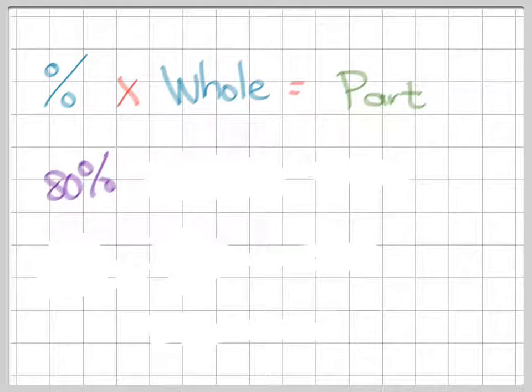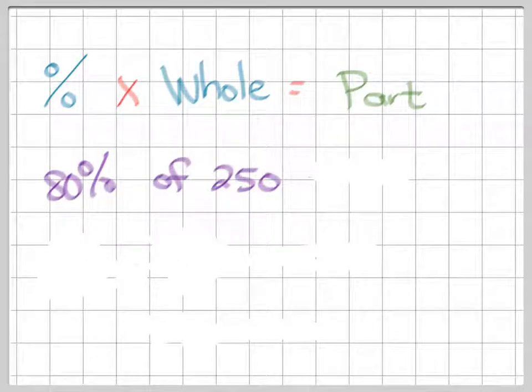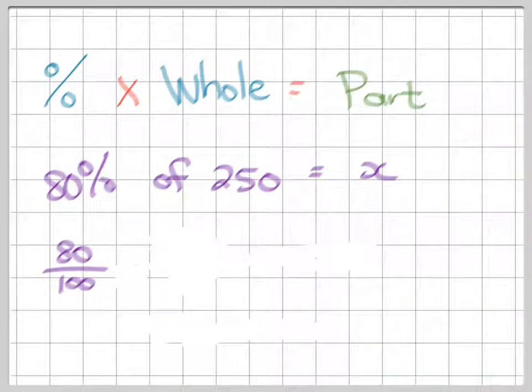Let's work out 80% of 250 equals, our part is our unknown, we're going to make that x. 250 is our whole and 80% is our percent. Now look carefully at 80%. 80% has to still be converted into a decimal or a fraction. You can either put it as 80 over 100, which I've done, or you can write it as 0.8. I just used the simple one. I put 80 over the percent sign, which is 100.